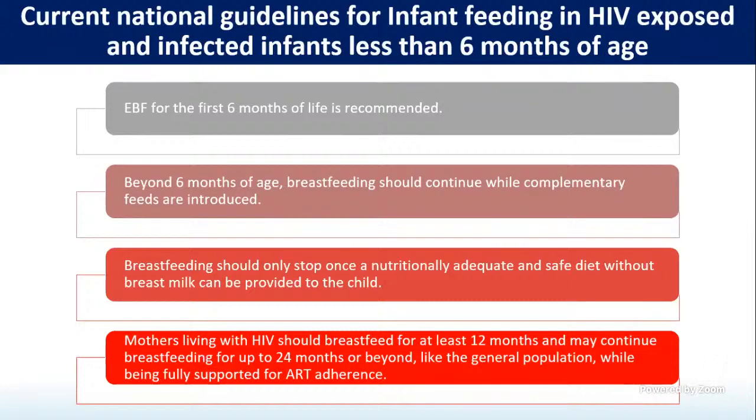Beyond 6 months of age, breastfeeding should continue while complementary feeds are introduced. These complementary feeds could start with various homemade preparations. Breastfeeding should only stop once a nutritionally adequate and safe diet without breast milk can be provided to the child. So as we slowly start weaning with complementary feeds, the need for breast milk is reduced as the baby starts taking liquid and later solid feeds, and when the baby does not really require only breastfeeding, it could gradually stop.